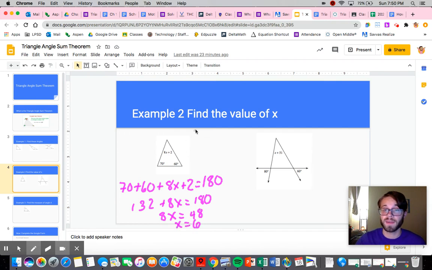All right, and I'm just solving for x. That's all I'm looking for, so I am done. If it had told me I needed to solve for this angle, I would have to plug it back in, but it just told me to find x. All right, so let's do it over here.